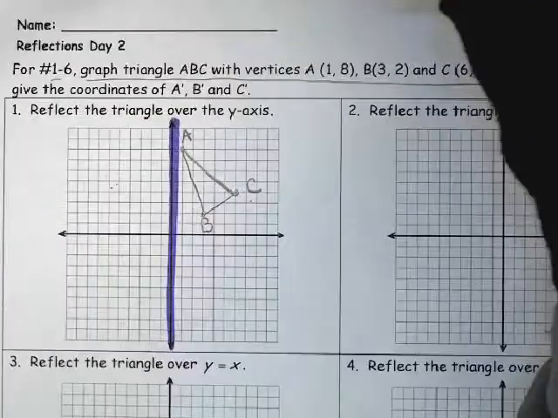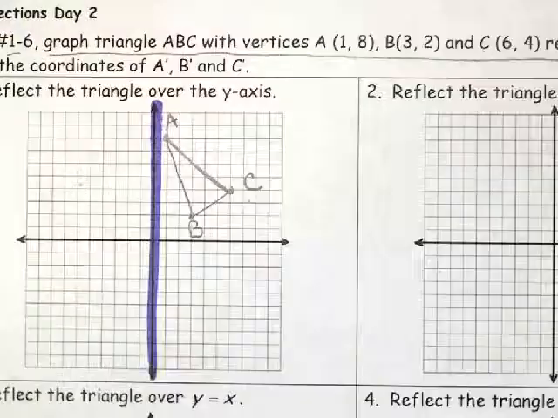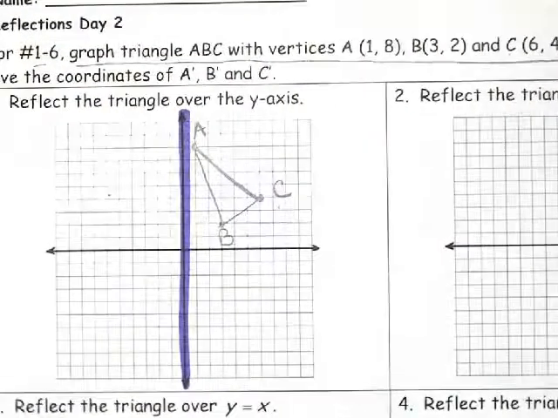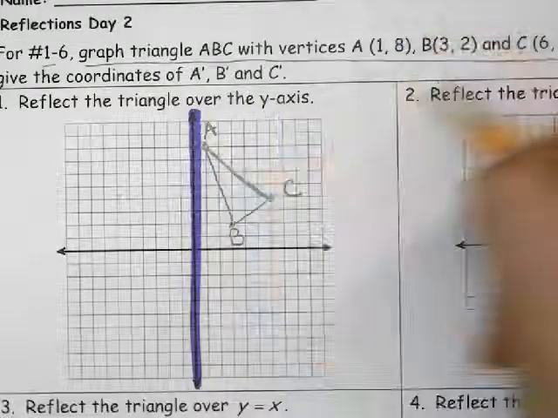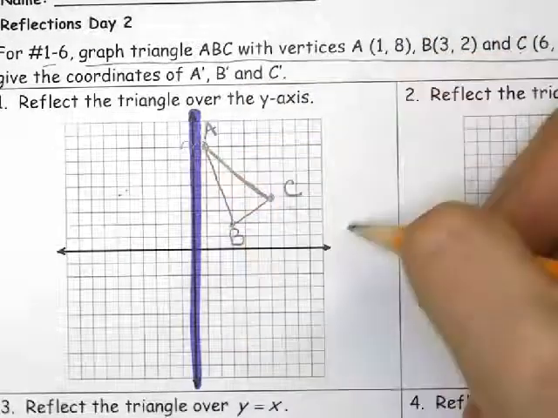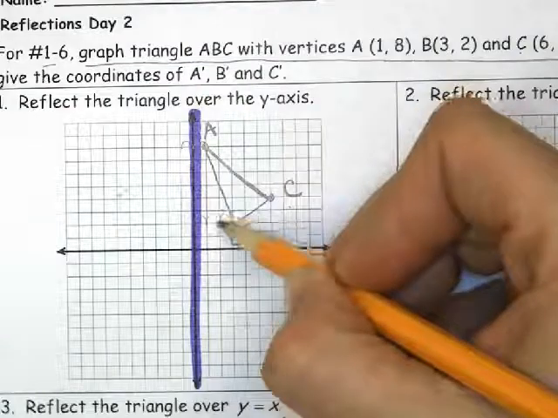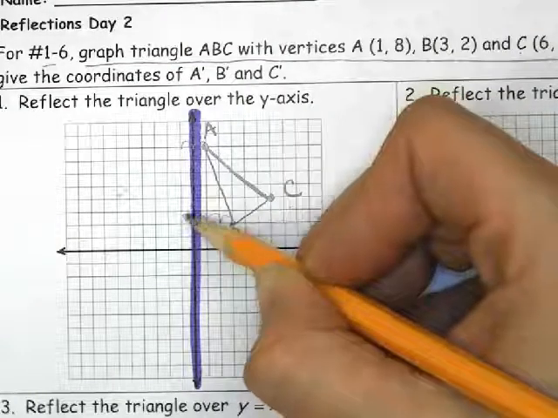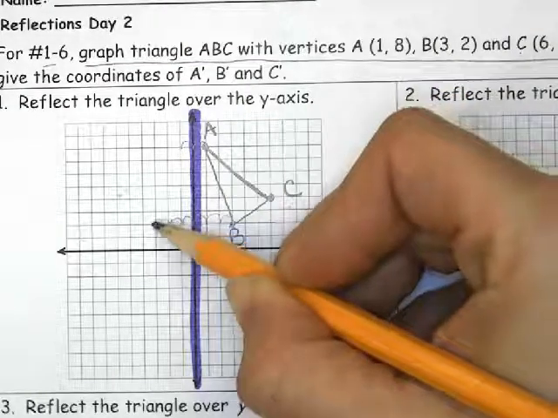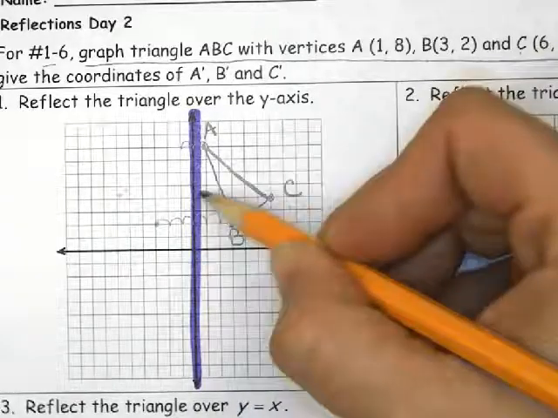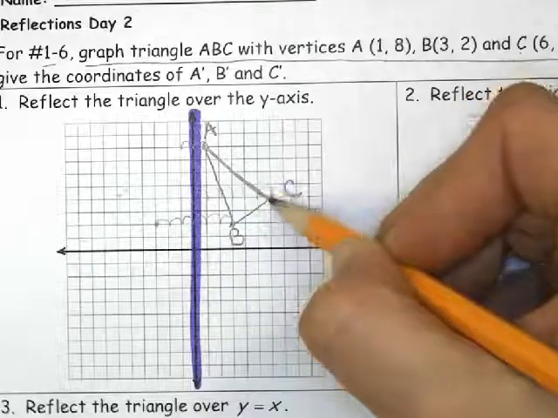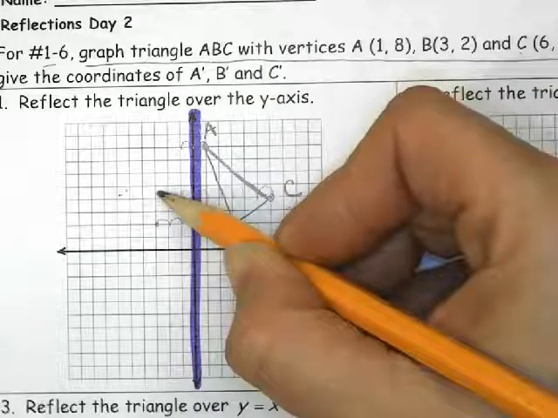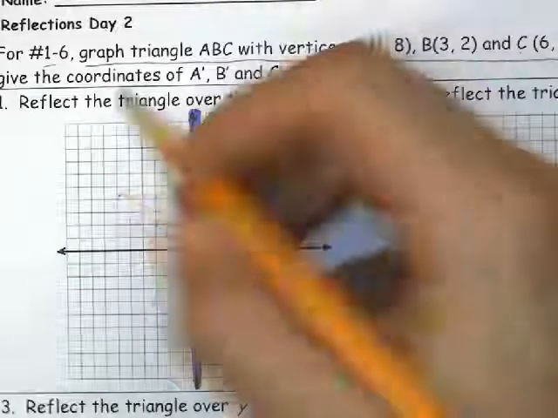With these reflections, remember, reflection is an equal distance to the line of reflection. So if A is 1 away, then it should be 1 away on the other side. If B is 1, 2, 3 to the right, 1, 2, 3 to the left. Same thing with C. C is 6 to the right, so I'd move 1, 2, 3, 4, 5, 6 to the left.